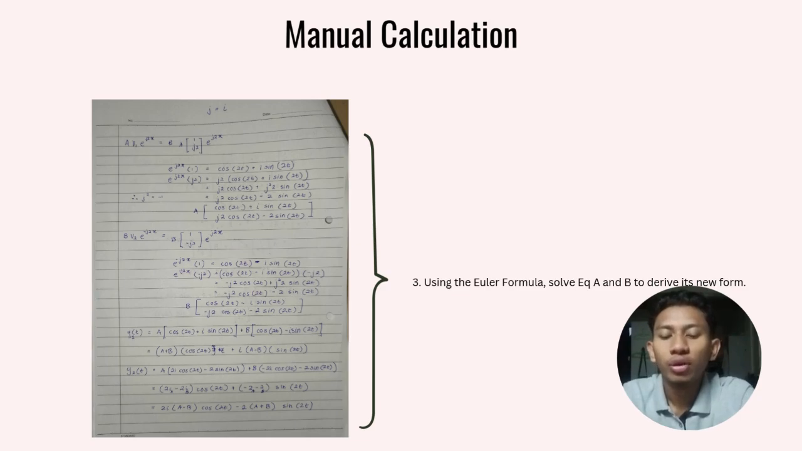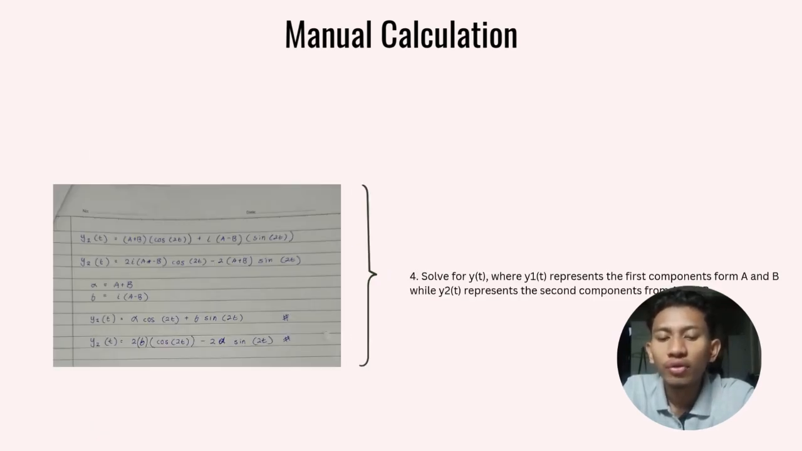So this is the process of using Euler's formula for equation A and equation B. Lastly, after using Euler's formula on equation A and B, combine the components to get a solution for the final answer.